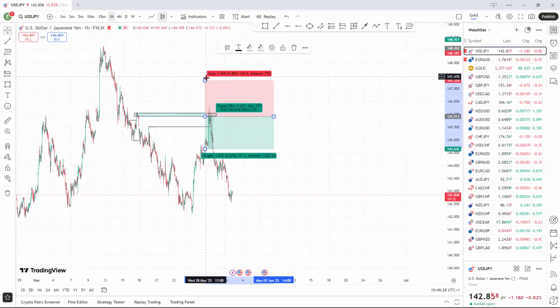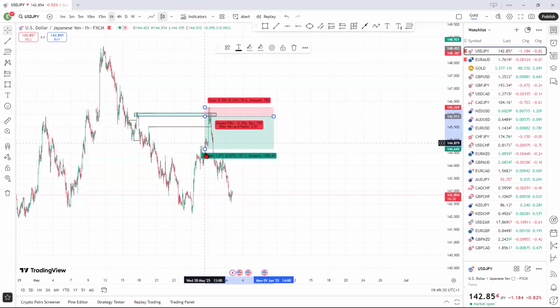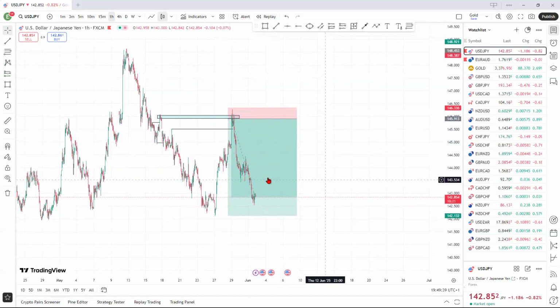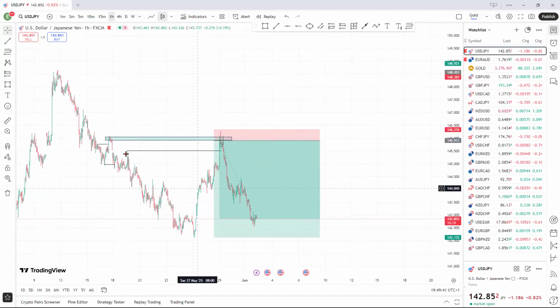UJ is going. UJ is going here. It's going all the way down here. So maybe by tomorrow it should have reached here. So this is the same thing I always say.